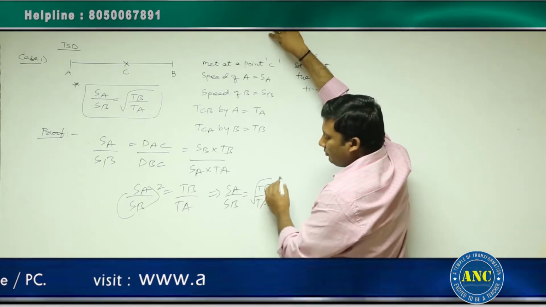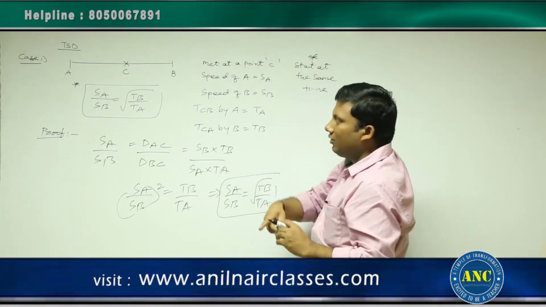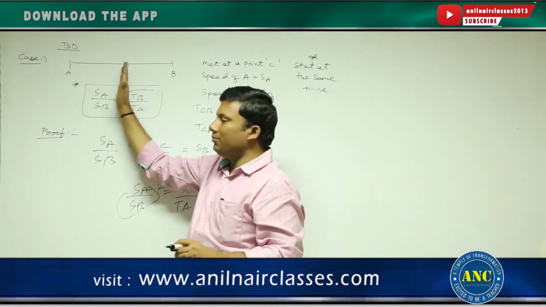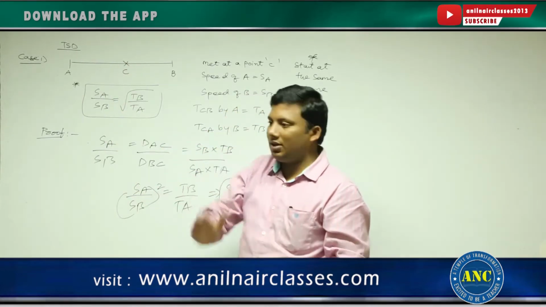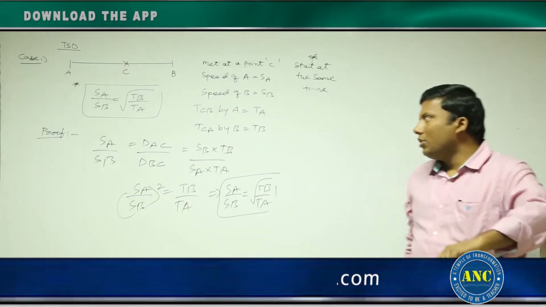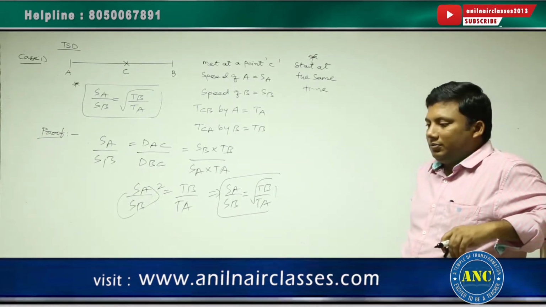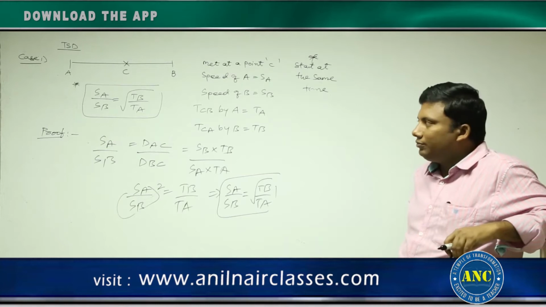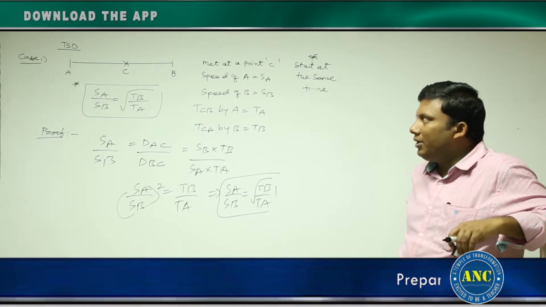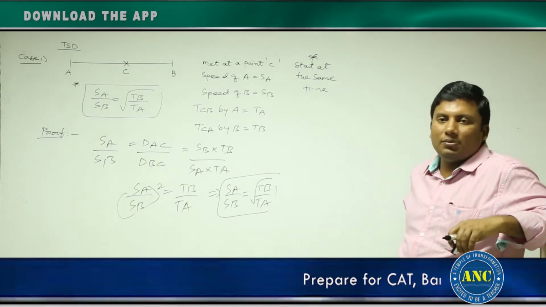Please write down. Whatever A traveled before meeting B is traveled by B after meeting A. SA by SB equivalent to root of TB by TA. Every problem is important, sir.